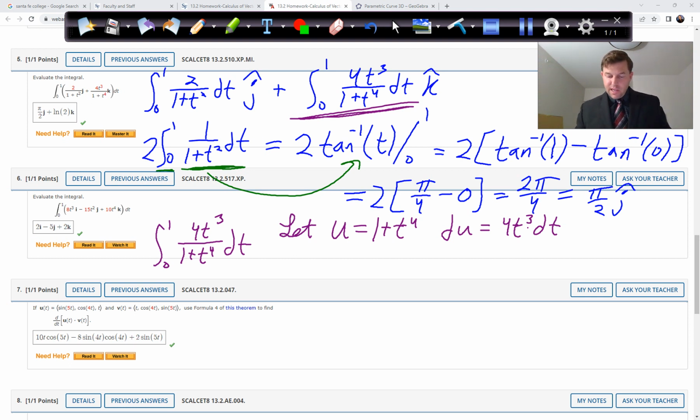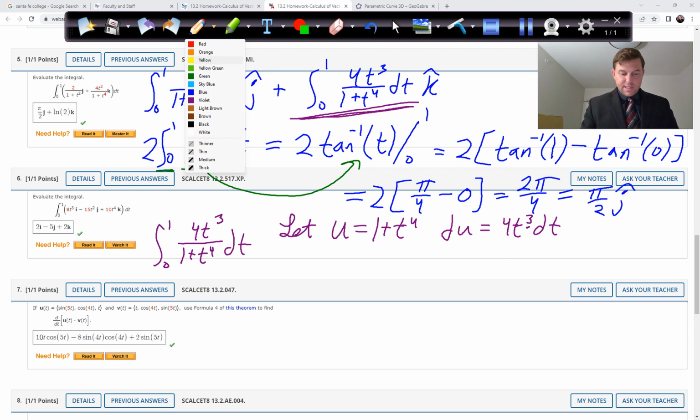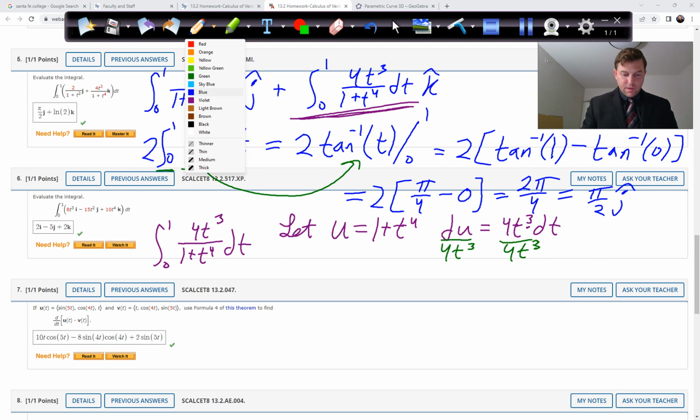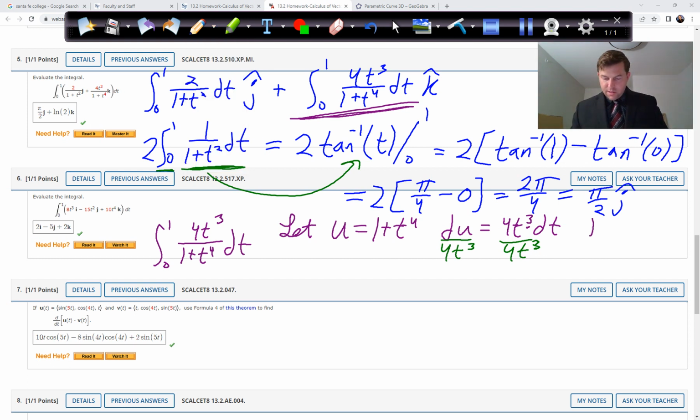This dt tells me, hey, I just did a derivative where t is the variable. So think of it as a naming convention. I'm naming the fact that t is the variable I'm using in my derivative rules. But now we're going to solve for that dt. So to solve for that dt, we're going to divide by 4t cubed from both sides. And on the right side, it's going to cancel. So we're going to get du over 4t cubed equals dt.